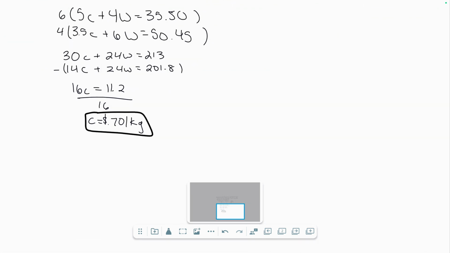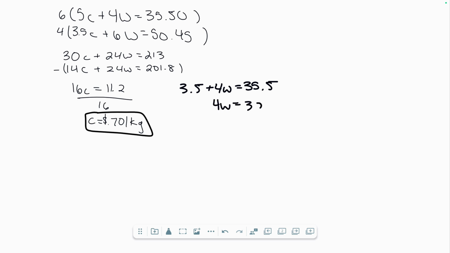Now we plug it back in. I'm going to do that first one. 5 times 0.7 is 3.5, plus 4W is 35.5. 35.5 minus 3.5 is 32, divided by 4 is 8. So the wood is a lot more expensive than the clays.